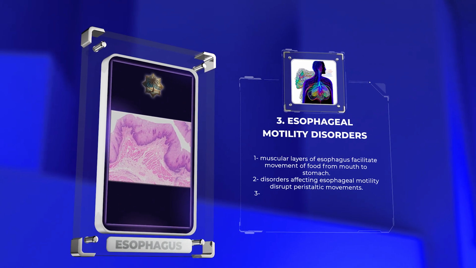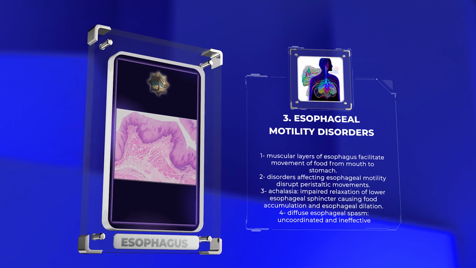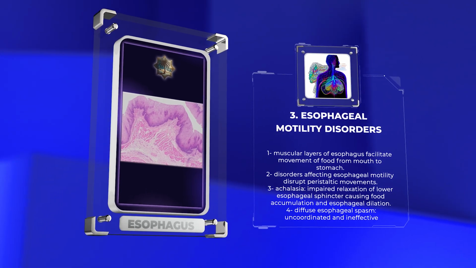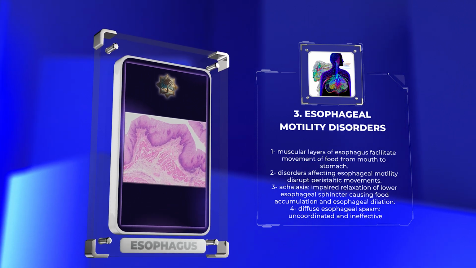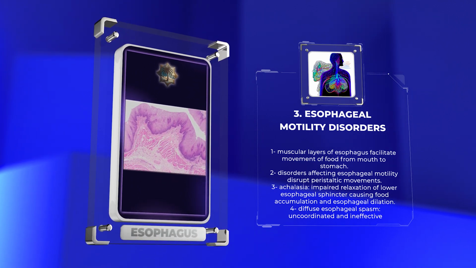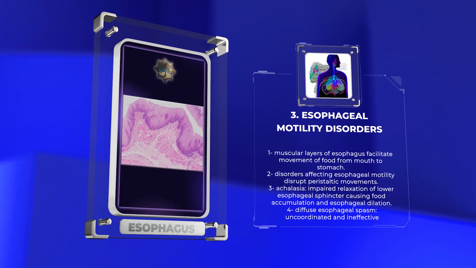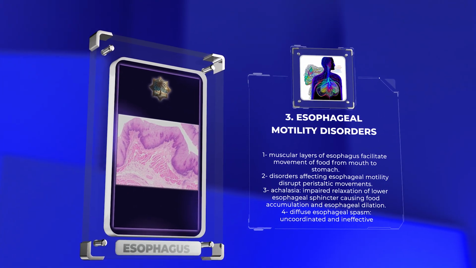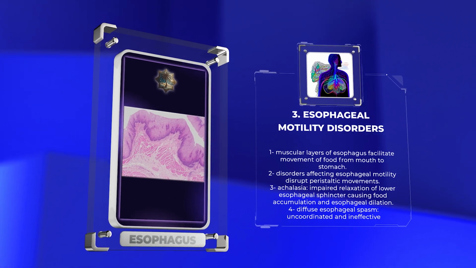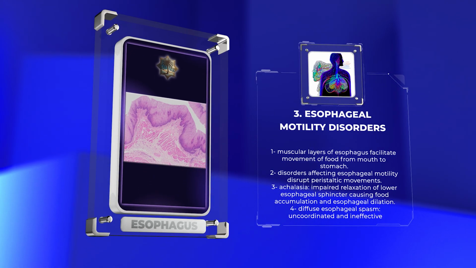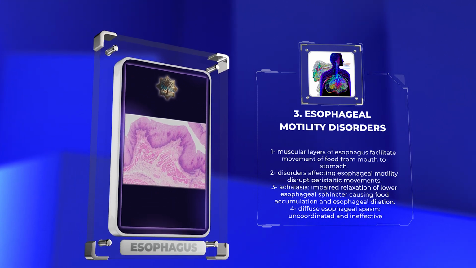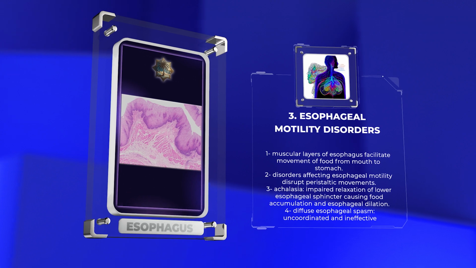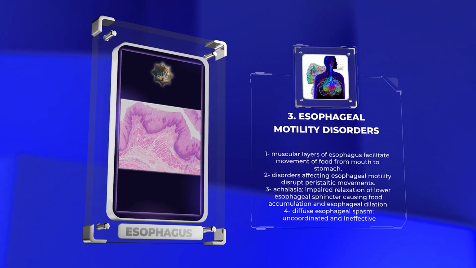The muscular layers of the esophagus play a crucial role in facilitating the movement of food from the mouth to the stomach. Disorders affecting esophageal motility can disrupt the normal peristaltic movements required for efficient food movement. Two of the most common esophageal motility disorders are achalasia and diffuse esophageal spasm. Achalasia is characterized by the impaired relaxation of the lower esophageal sphincter, leading to the accumulation of food and subsequent dilation of the esophagus. Diffuse esophageal spasm, on the other hand, results in uncoordinated and ineffective contractions of the esophageal muscles, causing chest pain and difficulty swallowing.